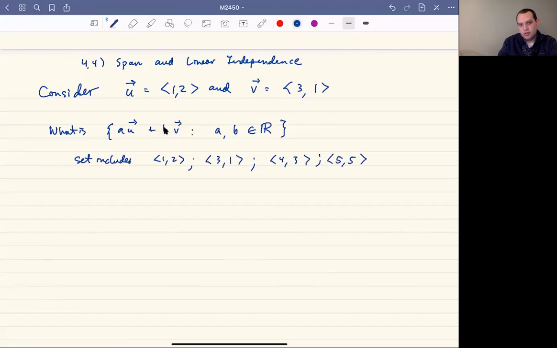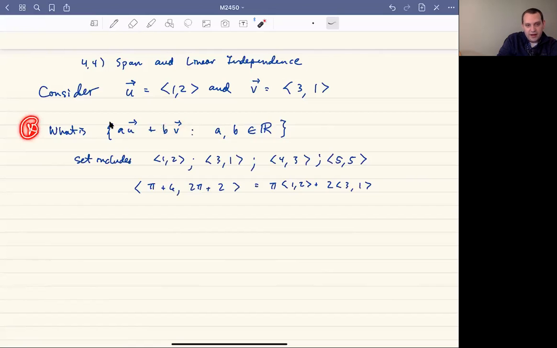And in fact, you can do more than that. You can say scale the first one by pi and the second one by 2. And you would end up with something like (pi plus 6, 2 pi plus 2), if you were to think of this as pi times the first vector (1, 2) plus 2 times the second vector (3, 1). Okay, so I really want to think about, can we write every vector in R2 as a linear combination of these two vectors? That's what we want to determine.